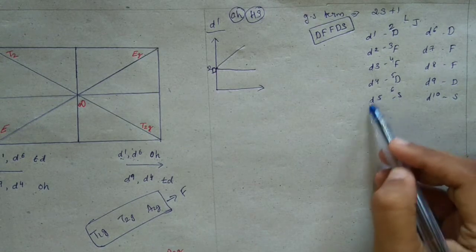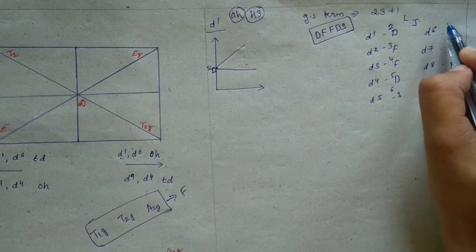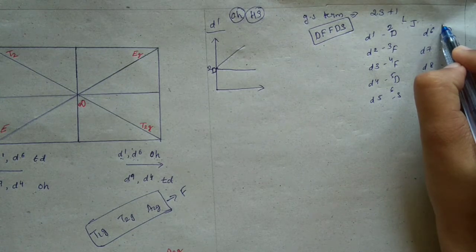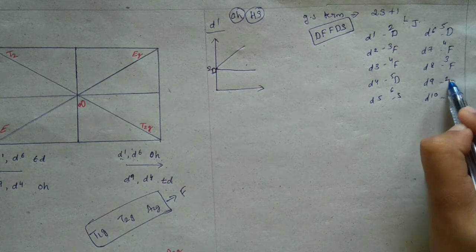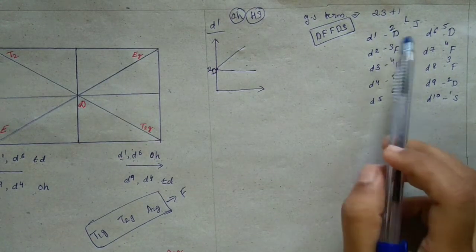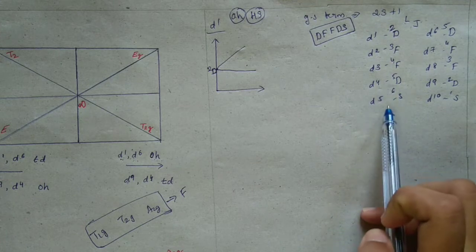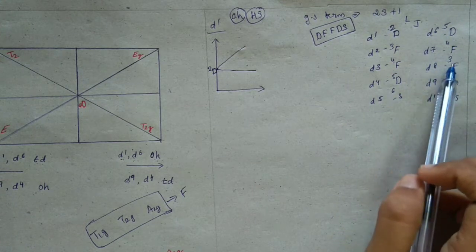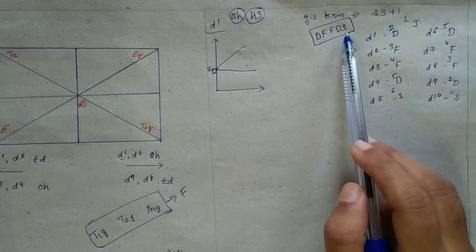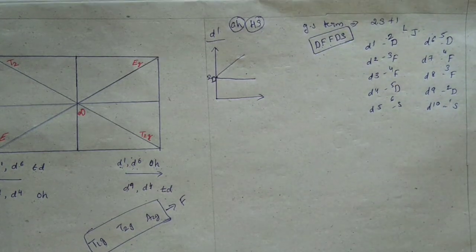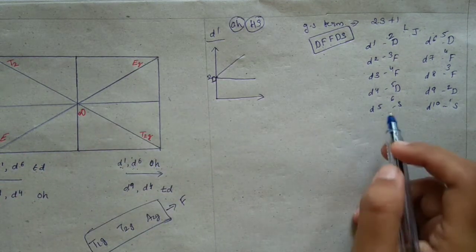So after d5 what happens? The pairing occurs, so the spin multiplicity changes. So first you start from 2, 3, 4, 5, 6. Then after d5 it changes: 5, 4, 3, 2, 1. So the code is DFFDS. So this is the simple way to write the configuration of d1 to d10.